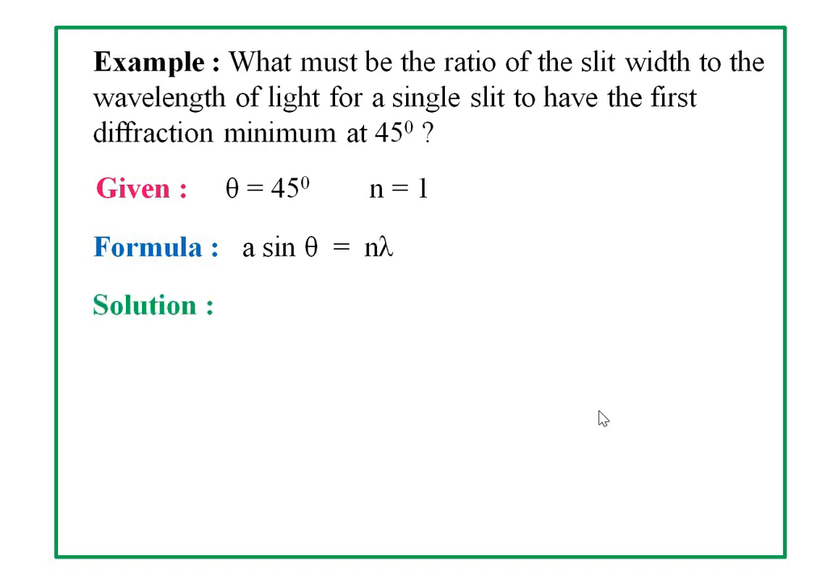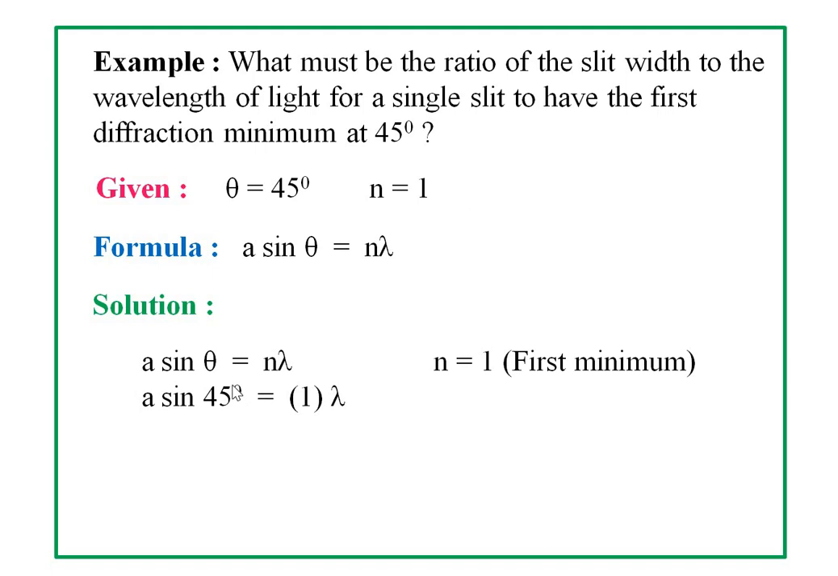Here we find out the ratio, that means slit width to the wavelength. First we write the formula: a sin theta is equal to n times lambda. In the problem, the given condition is n is equal to 1, that means for the first minimum. Putting this value in this equation, we can write a sin 45 degrees is equal to simply 1 times lambda. So taking the ratio, a divided by lambda is simply 1 divided by sin 45 degrees. Solving this simple calculation, the ratio is 1.414. So the ratio of slit width to the wavelength is 1.414.